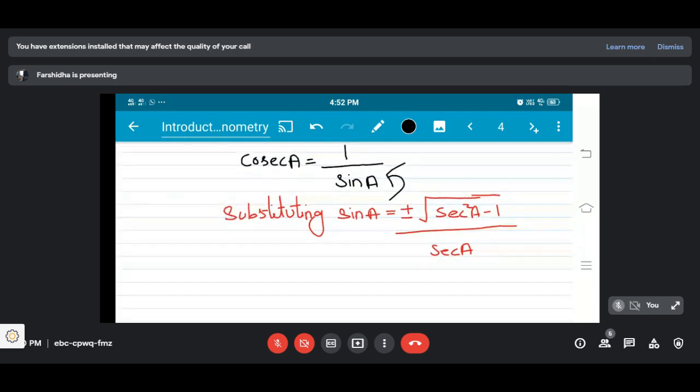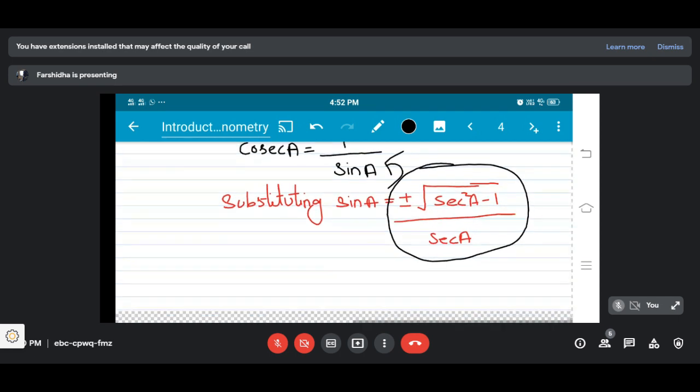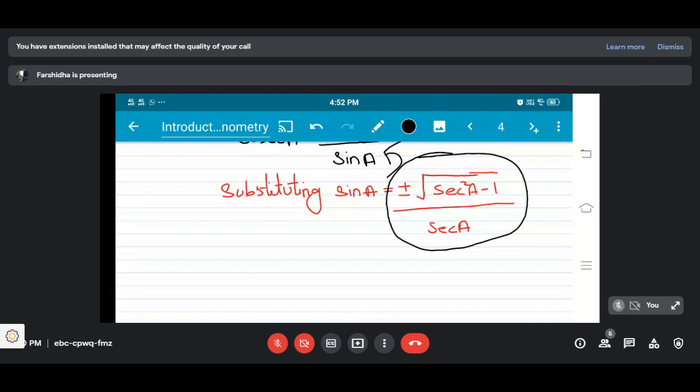See, cosec A is the reciprocal of sine A. So sine A is what? Plus or minus root sec square A minus 1 divided by sec A. So we need to take the reciprocal. So the answer will be plus or minus sec A divided by root of sec square A minus 1.